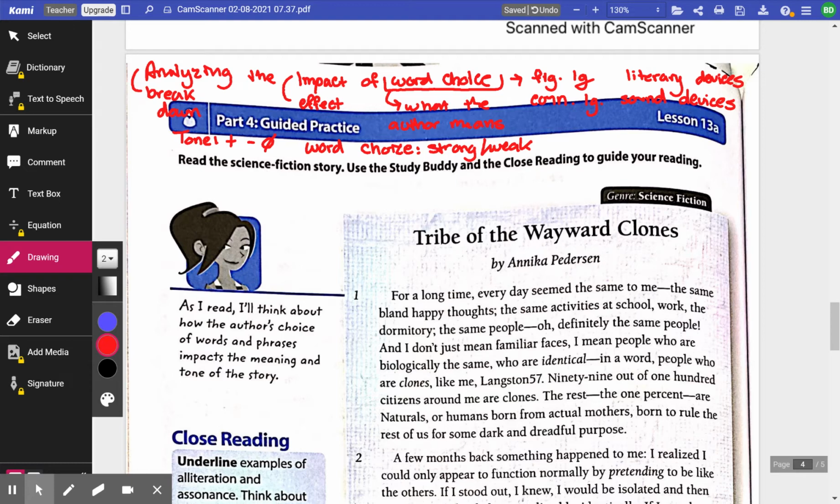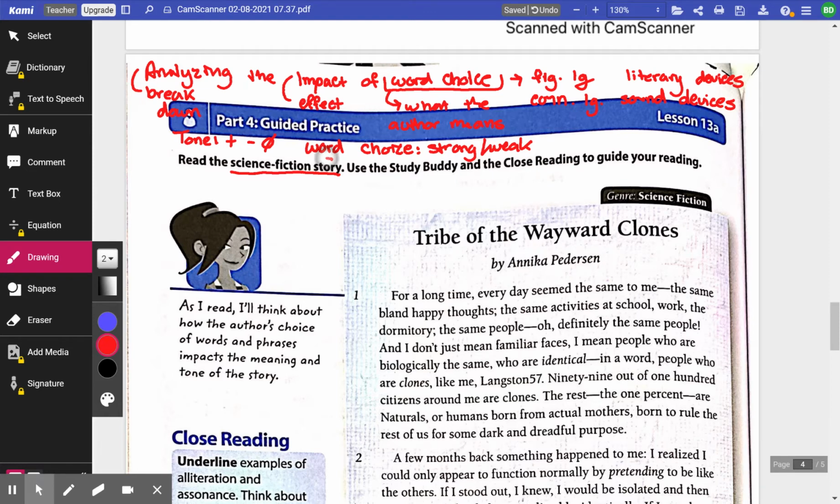Let's go ahead and look at our directions for part 4 to see what we have to do. So, our directions say to read the science fiction story. So, I already know that this story is going to be science fiction, and we've already taken source book notes on science fiction. So, this is something new for us. So, you know a little bit about it, but we'll take that a step further in just a second.